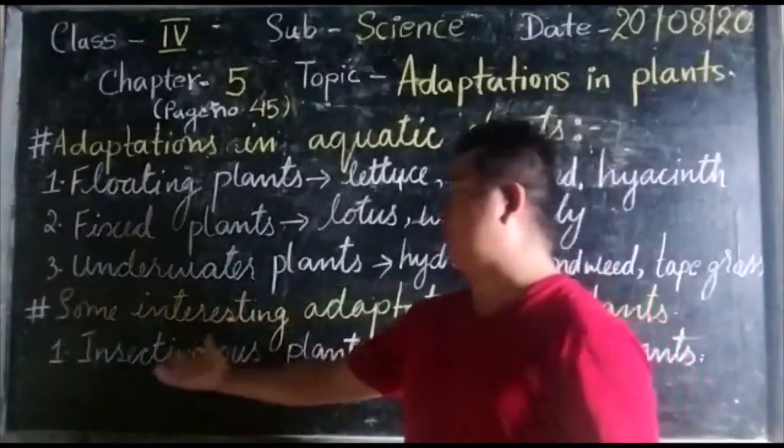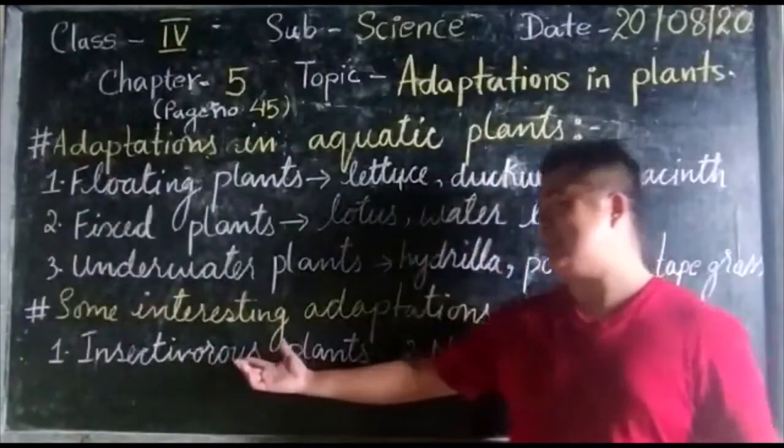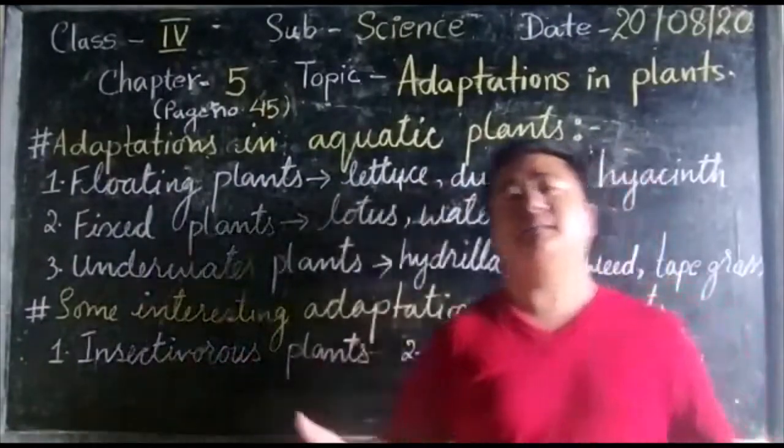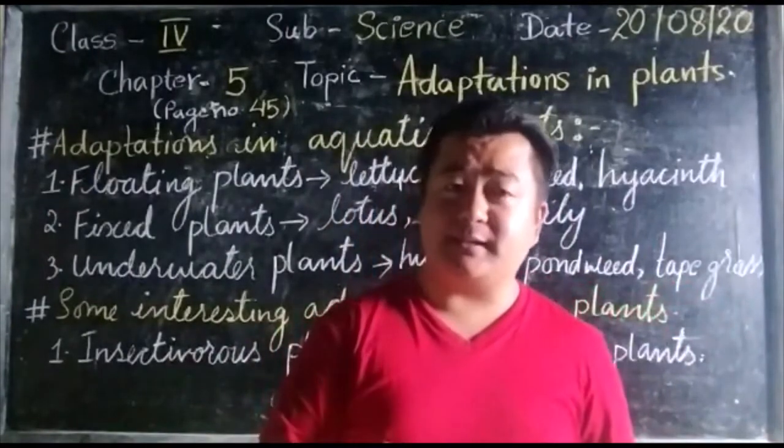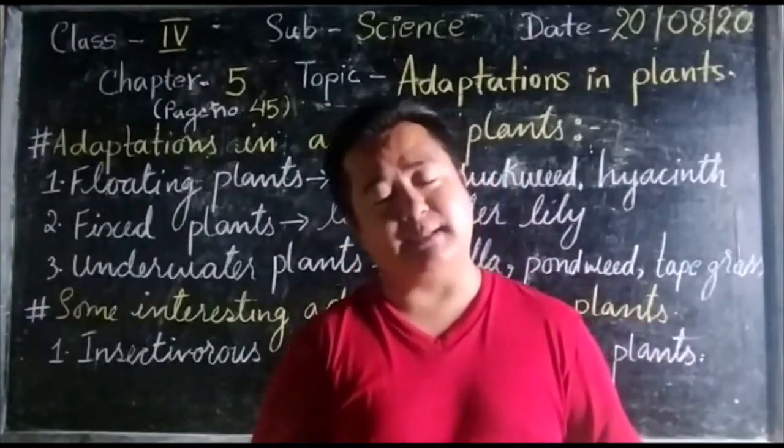So these are the two types of plants which are known as insectivorous plants. Why are they called insectivorous? Because they kill insects and they depend on insects.